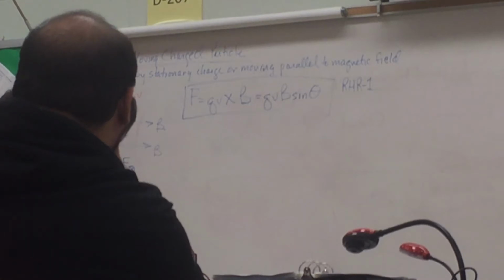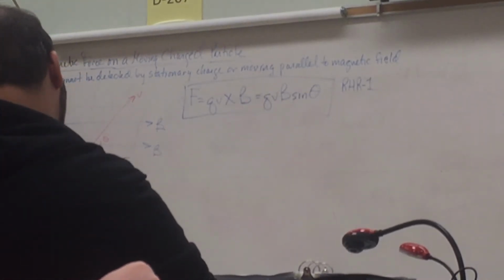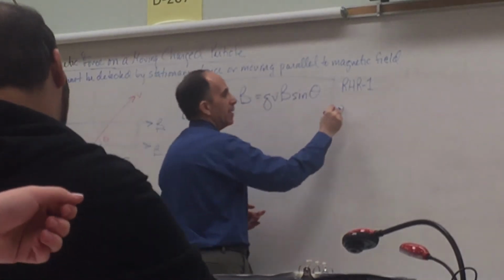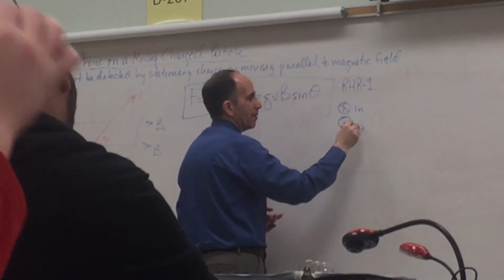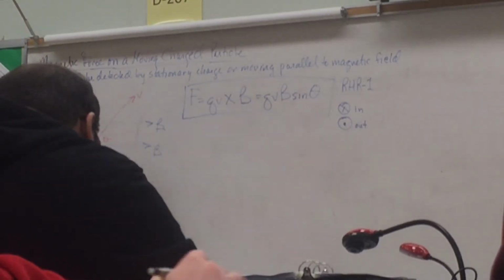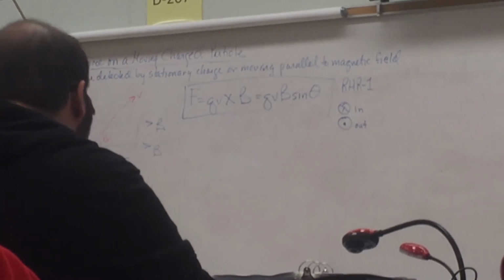A cross means in, pointing into the paper. A dot means it's coming out. Imagine you were shooting an arrow. If you're looking at it from behind, you see the fletching, that's in. If you're looking at it from the front, you see the point, that's out. In case you didn't know. Everybody good with right hand rule?